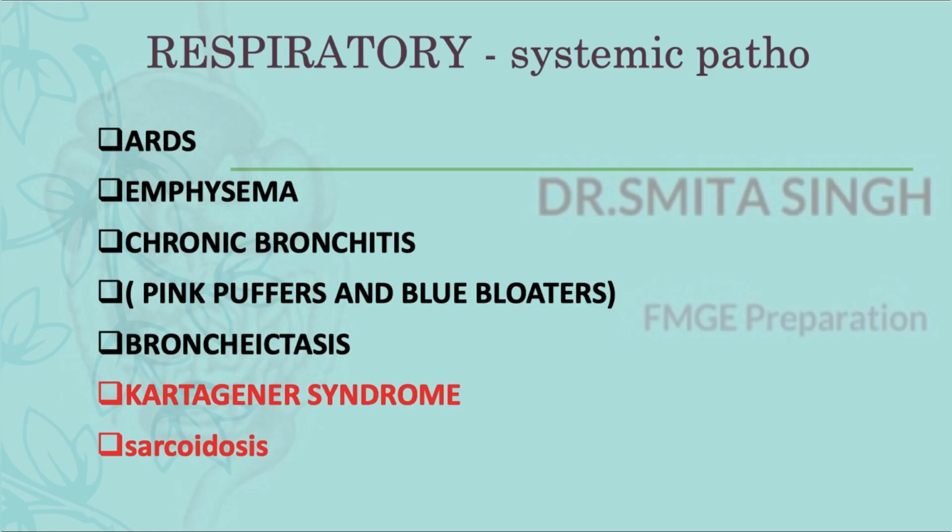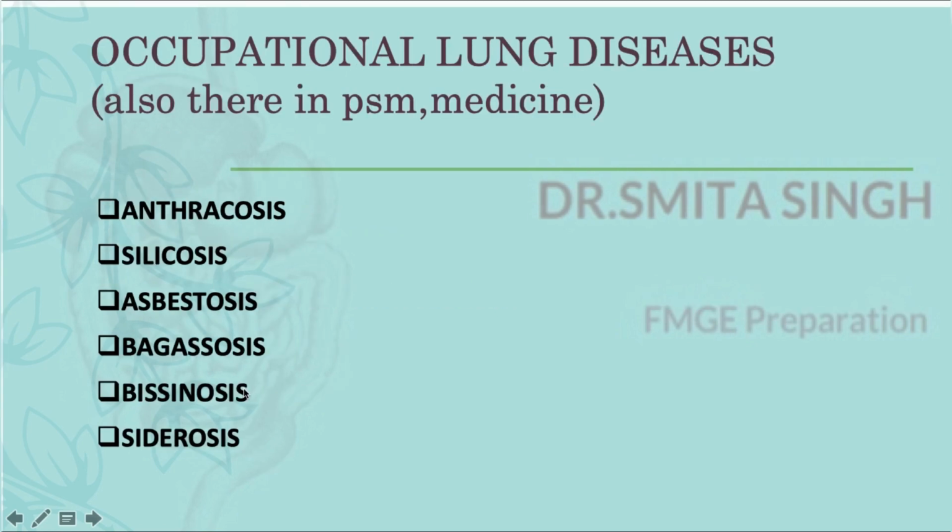Respiratory system pathology, ARDS, of course, emphysema, chronic bronchitis. These emphysema and chronic bronchitis, they always ask you pink puffers and blue bloaters, bronchiectasis, Kartagener's, and sarcoidosis. Occupational lung disease is also included in your PSM and medicine, especially in PSM. So you need to focus on anthracosis, silicosis, asbestosis. These two, bagassosis and byssinosis, always get confused, so don't get confused in them. And siderosis is also important. They tend to ask them as well.